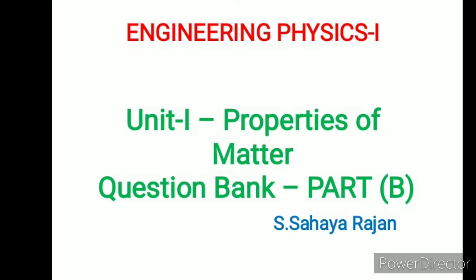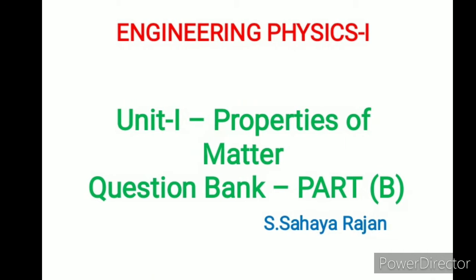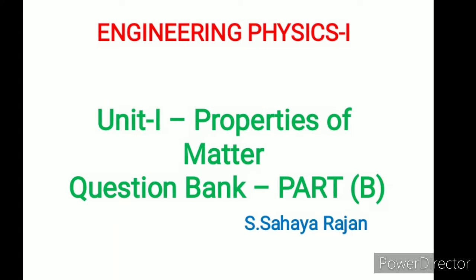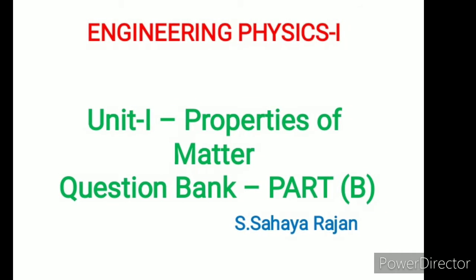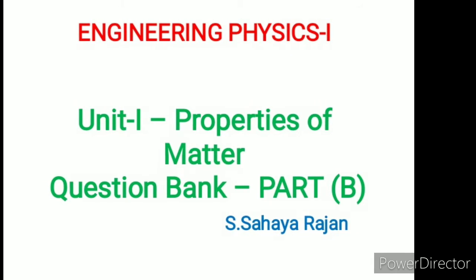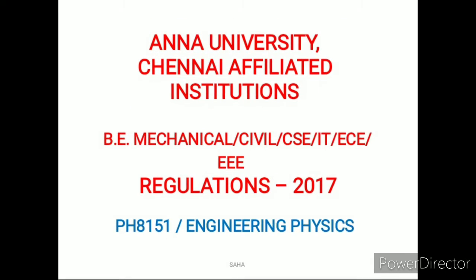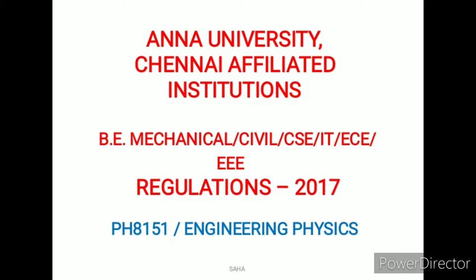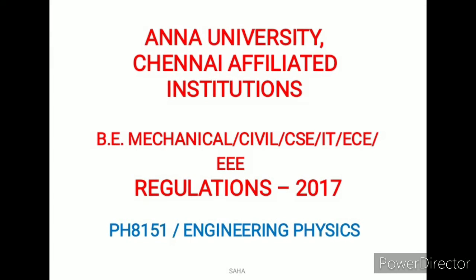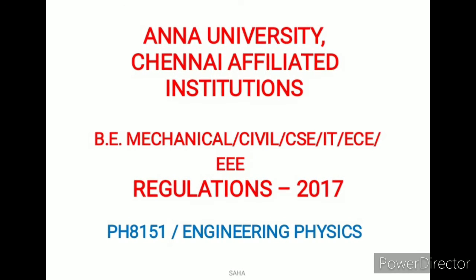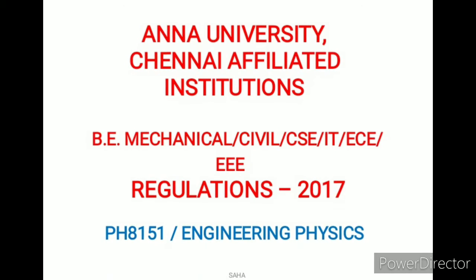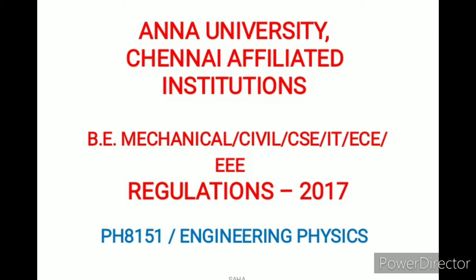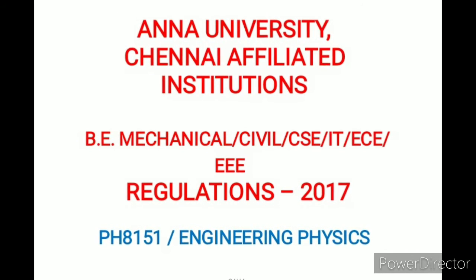Today we are going to discuss Engineering Physics 1, Unit 1, Properties of Matter, Part B question bank. Part B means they won't directly ask a 16 mark question. They can ask a 10 mark question plus a 6 mark question, a 13 mark question plus a 3 mark question, a 14 mark question plus a 2 mark question, or otherwise two 8 mark questions. Like that they will ask the questions. So no question will come for the full 16 marks.